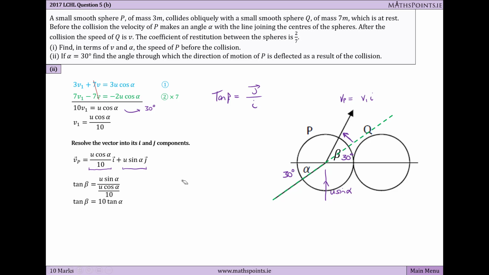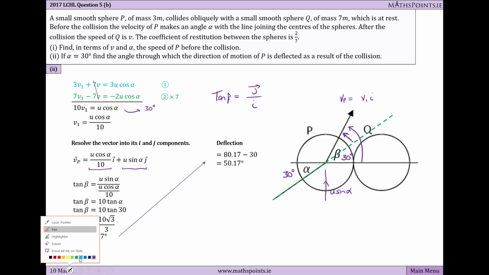I'm going to sub in the 30 degrees for alpha. So tan beta is equal to 10 by tan 30. And I'm going to throw this into my calculator, and tan beta is equal to 10 root 3 over 3. And then to find beta, I do tan inverse 10 root 3 over 3, and it's a value of 80.17 degrees. So the total value of the angle, the velocity vector of P afterwards, is 80.17 degrees. And so if I subtract the 30 degrees, I'll get the angle of deflection, which is 50.17 degrees. And so the angle we're looking for, the angle we've just found, the angle of deflection, is in here. That's 50.17 degrees.